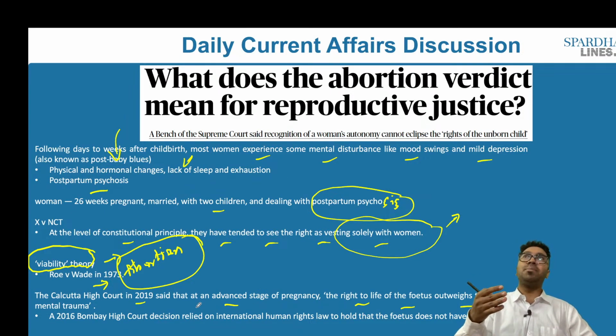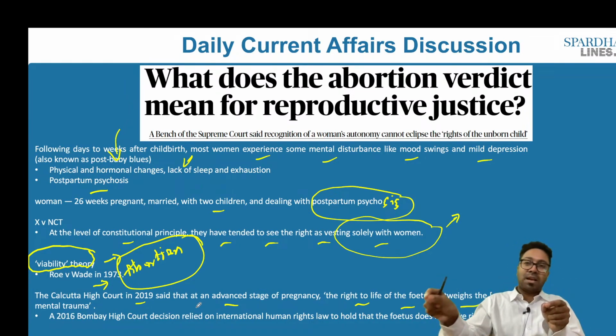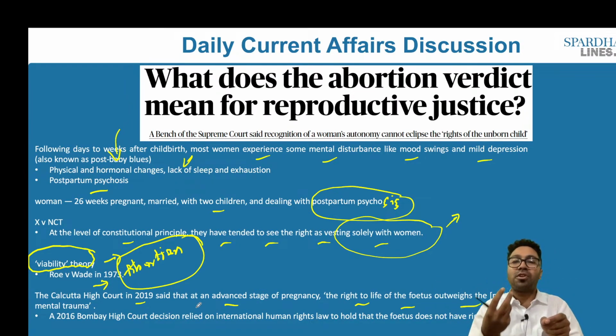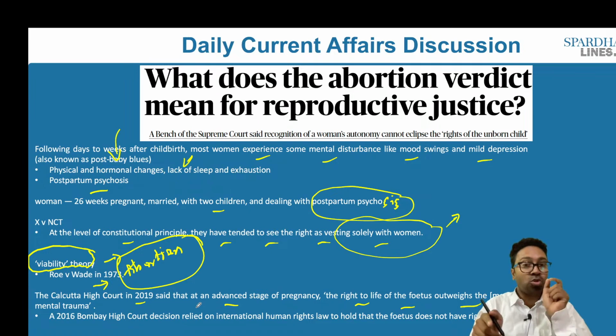So after a particular period of time, when there is viability, when the child can be given birth to, at that particular moment the child's rights, that is the fetus's rights, which ultimately will become the child, it has its own share of rights. So at that particular moment a mother cannot say that she is suffering from mental disorder, mental trauma, and she cannot abort the fetus, says the Calcutta High Court in 2019.